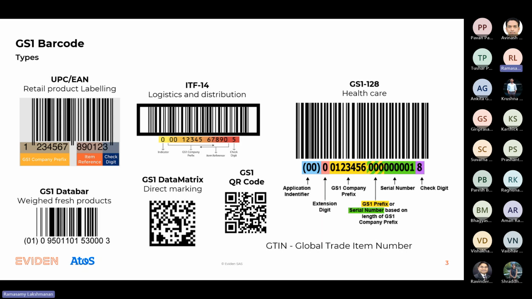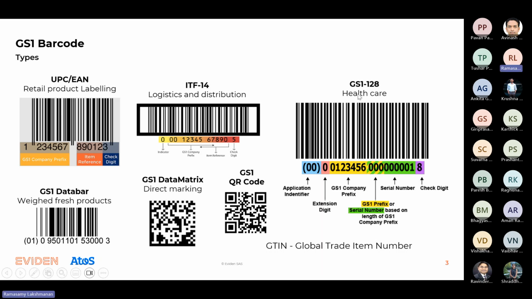Next one is GS1 DataMatrix. This is used on products where we can engrave. GS1 DataMatrix also holds all the details. It is not only used in labels, but also through direct marking by laser engraving, etching, and dotting, so we can put this on the actual product itself. And finally, the QR code. With our mobile phone itself, we can read this and get all the details.